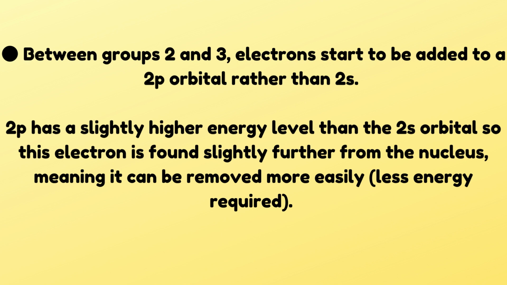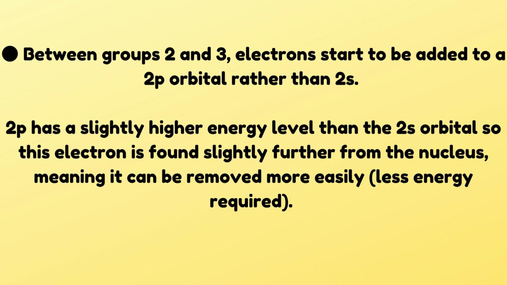So less energy is required. Remember one thing: if the electrons are in 2p, they are further away from the nucleus. That means the attraction is lesser, so you can easily remove an electron. That means ionization energy will be lesser.